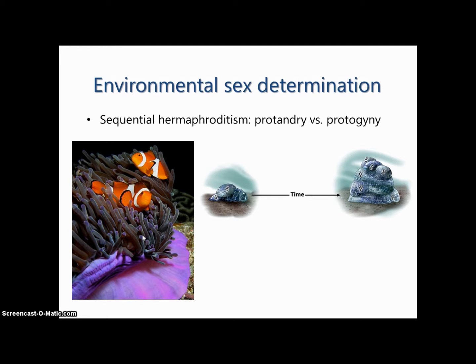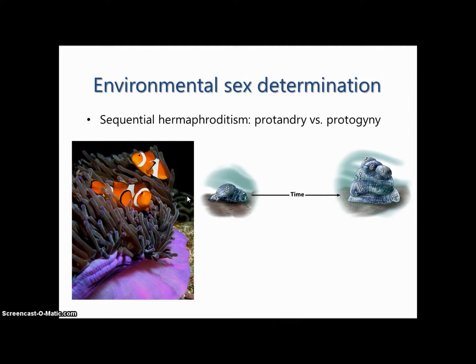So species where individuals are female first, as in here, are, I'm going to say protogynous, whereas individuals who are male first and then become female are called protandrous.